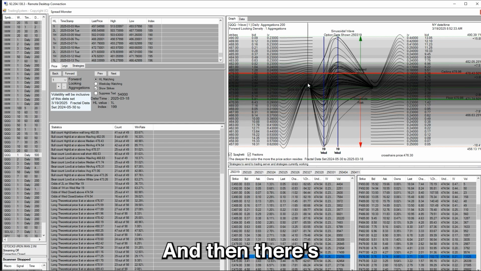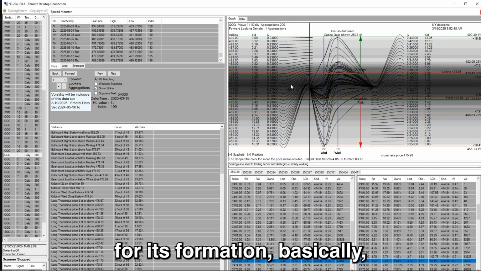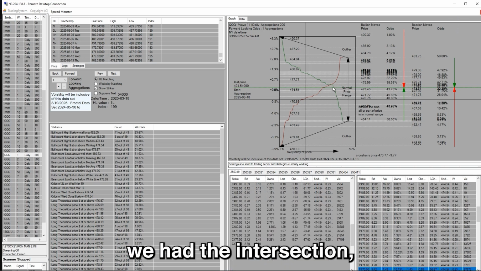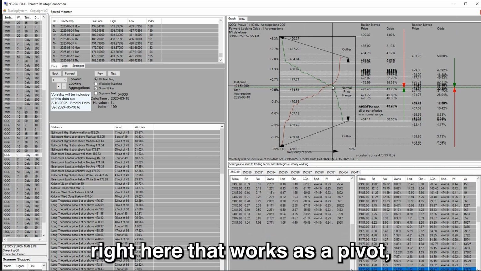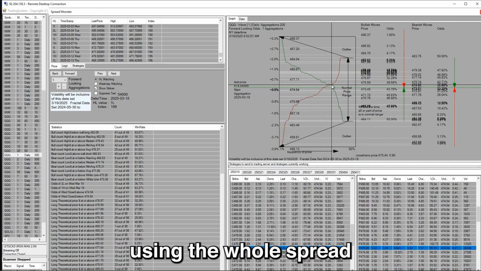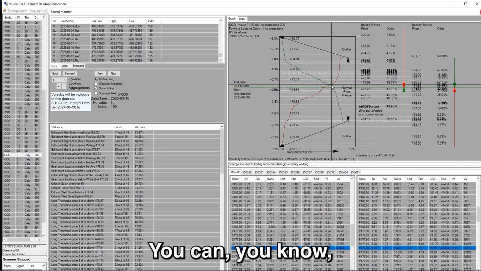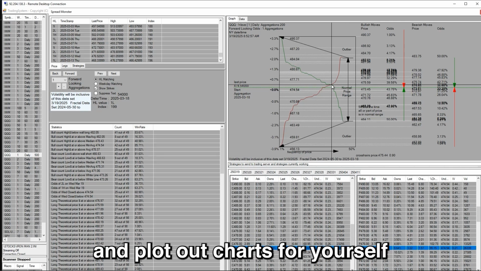Okay, and then there's just one last thing about the pivot. For its formation, using the Spread Monster's odds graph, we have the intersection. You see these two frequencies right here, that works as a pivot. That's all. Using the whole Spread Monster tool, you don't need to look at anything else in the fractals. You can just simply use the Spread Monster and plot out charts for yourself.